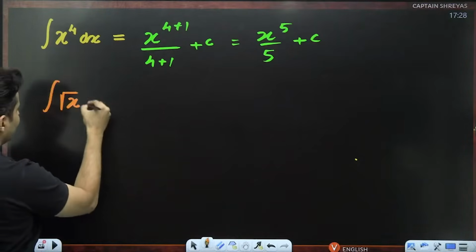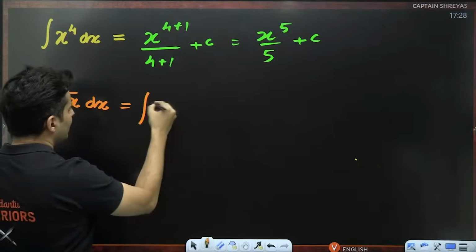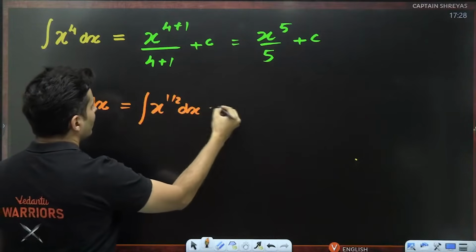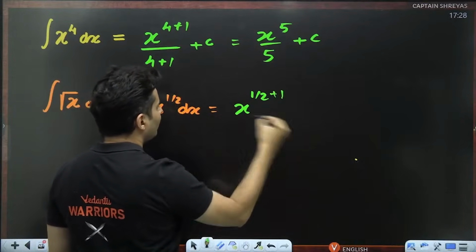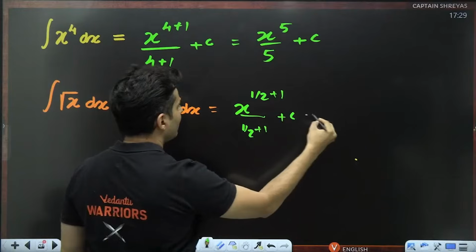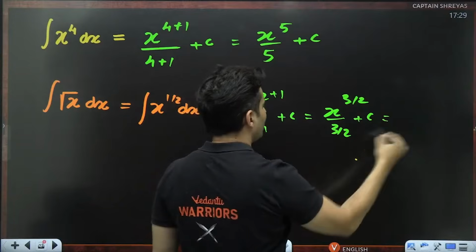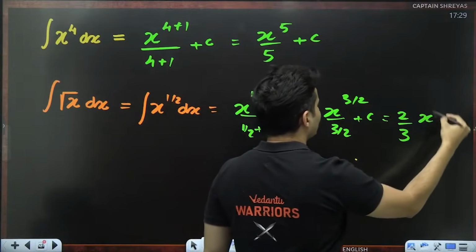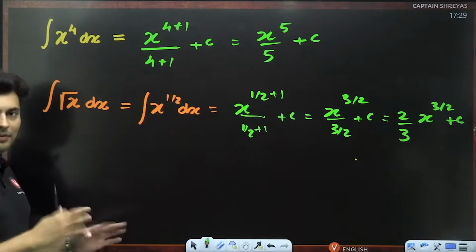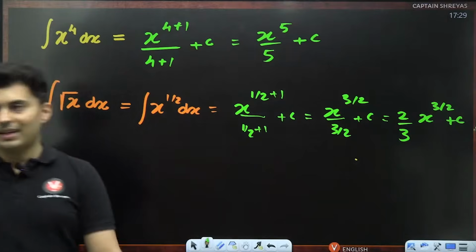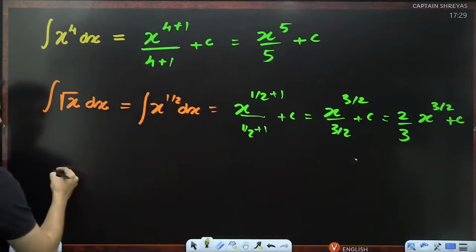What is root of x's integration? First of all, root of x is nothing but x raised to half dx. Now it becomes easy. So half plus 1 upon half plus 1, plus c. Half plus 1 is 3 by 2. So x raised to 3 by 2 by 3 by 2 plus c. So 2 goes on the top. So 2 by 3 x raised to 3 by 2 plus c. That is the final answer. 2 by 3 times x raised to 3 by 2. Very good. Excellent. Moving on to the next question coming up on your screen.